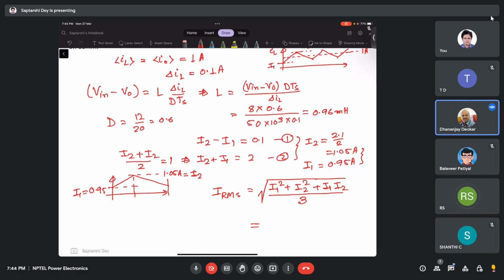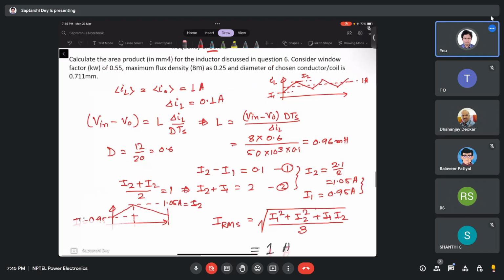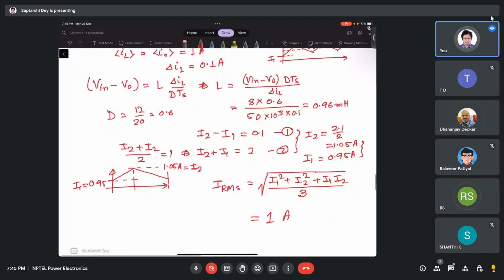That is 1 amps. Yes, it is correct. Okay, now tell me the value. Yeah, it is 1 amps. Sir, this current will be 1 amps. So we have IRMS, our IRMS value is 1 amps.